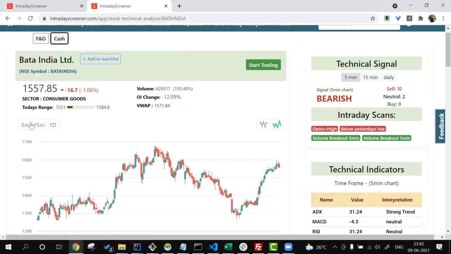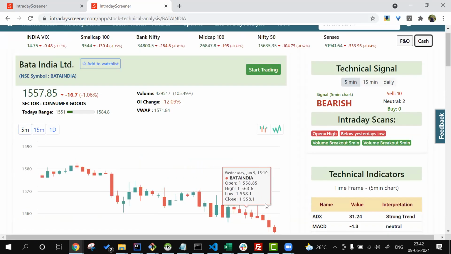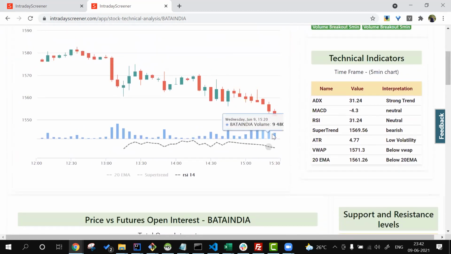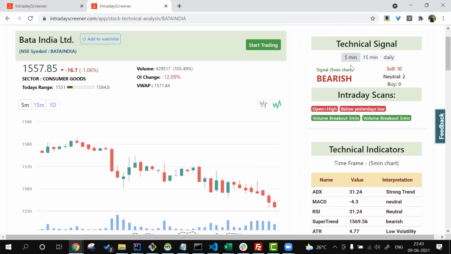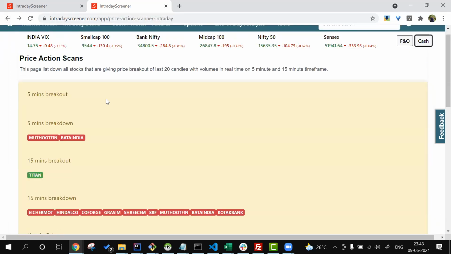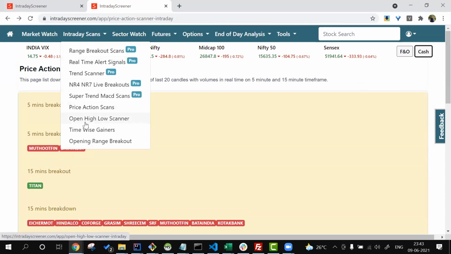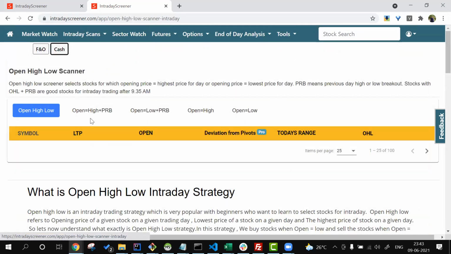5 minutes. So when you click on this and you see the 5-minute chart, you can see that the lowest candle of the last 20 has been formed. Along with that lowest candle, there have been some good volumes also. So you can see all these 5-minute and 15-minute breakouts and breakdowns on charts in price action scans, which you can use for intraday. The next popular scanner is the open high-low scanner.